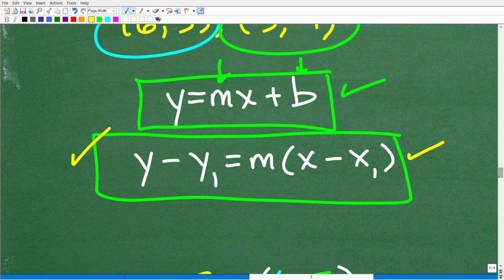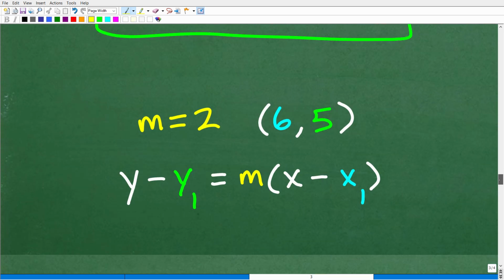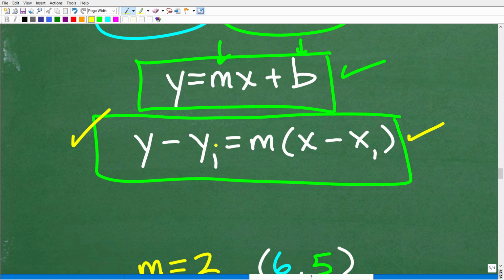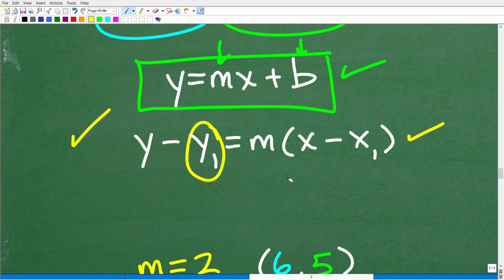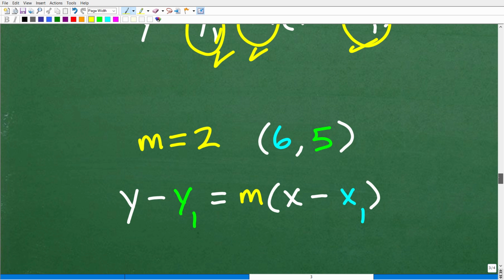So let's go ahead and see how this works. All right, so here is our problem. We have slope of 2. I'm going to use this point 6, 5 to figure out this line, or the equation of this line. And what we need to do is we need to replace these components of this formula. Okay, so we have y minus y1. We're going to replace this y1 with the information that we have, and we have the slope information and this x1 right here. So these are the parts of the formula that we're going to plug in numbers for, and then we're going to simplify.